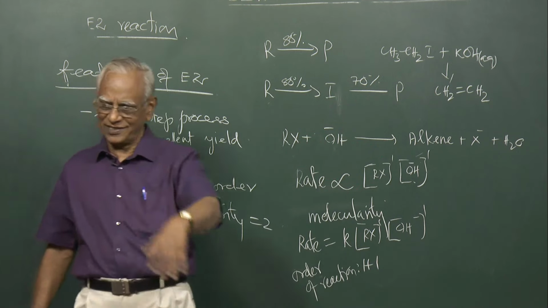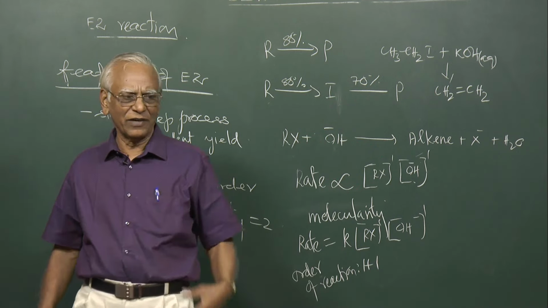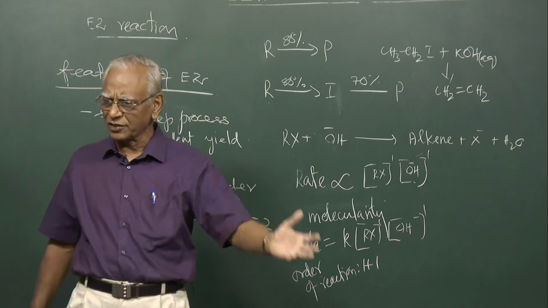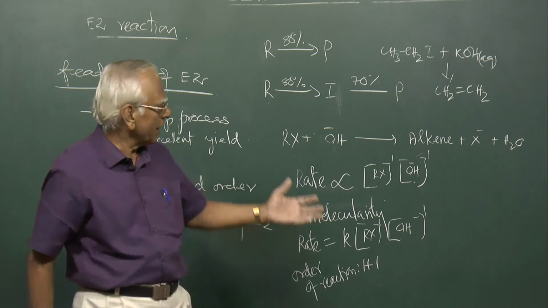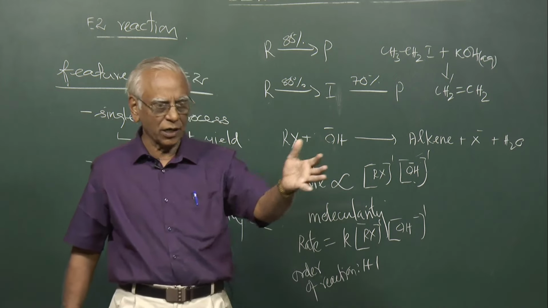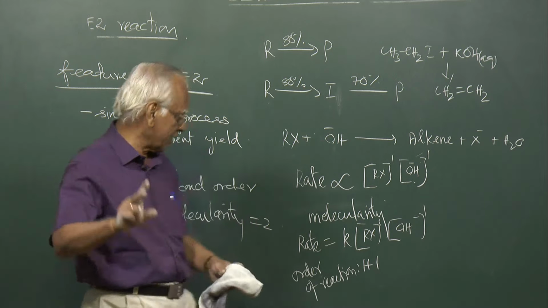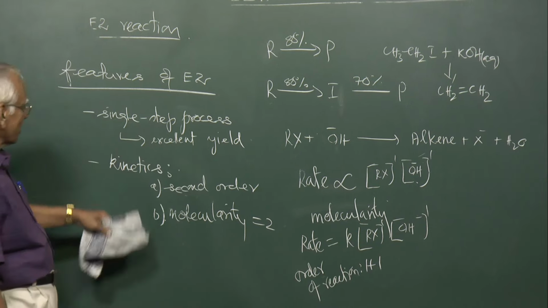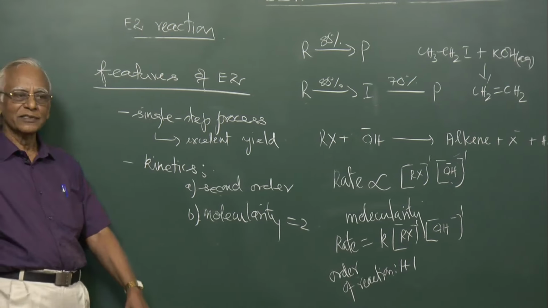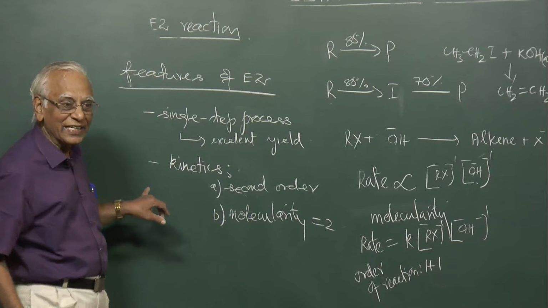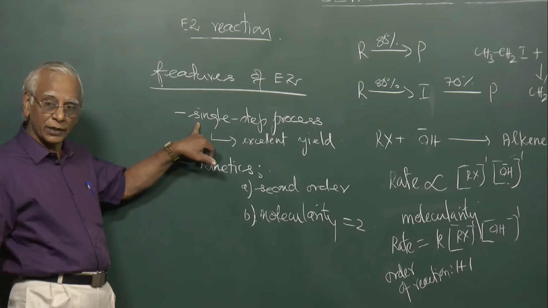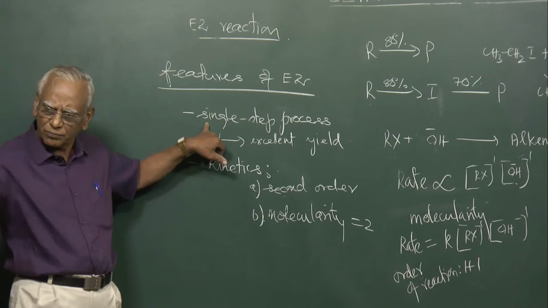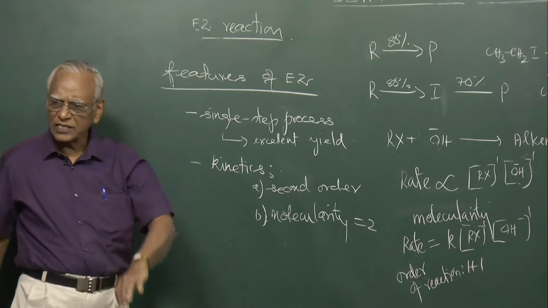Elementary reactions, I told you. Elementary reactions are very simple reactions, not complex reactions. Whenever you get an intermediate here, that is not an elementary reaction, it's a complex reaction. Okay, that apart. This is going to be feature number 2. Feature number 2 can also be taken as evidence number 2. What is the evidence you can use to prove that it's a single step process?